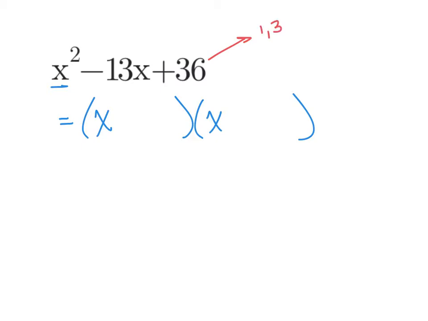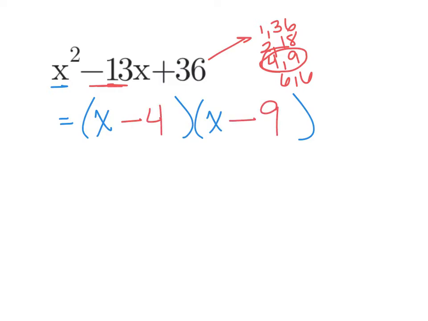That'd be 1 and 36, 2 and 18, 4 times 9, 6 times 6. And what we're looking for is a way to make this 13, this actual negative 13, using one of these pairs. As you scan through the list, looking at 4 and 9, well, 9 plus 4 makes 13. So that would mean minus 4 times minus 9 would make that negative 13.